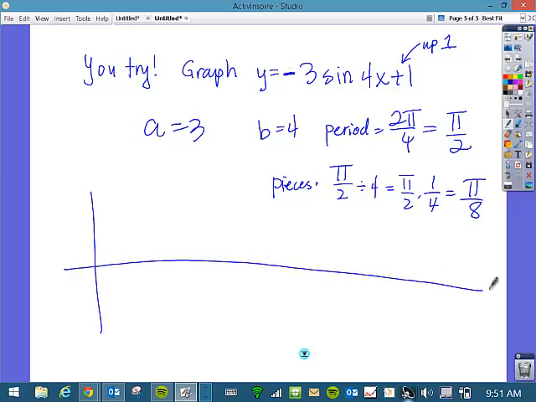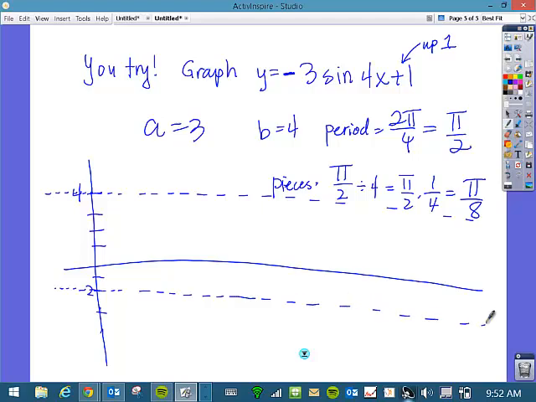All right, so if I'm shifting my graph up 1 and it has an amplitude of 3, the max is no longer 3 and the min is no longer negative 3. If my max was 3 and I shifted up 1, it's now going to be at 4. So my max is at 4. My min is no longer at negative 3. I'm going to be at negative 3 and shift it up 1. So my min is at negative 2. And the middle is no longer at 0. I'm shifting it up 1. So now the middle is at 1.